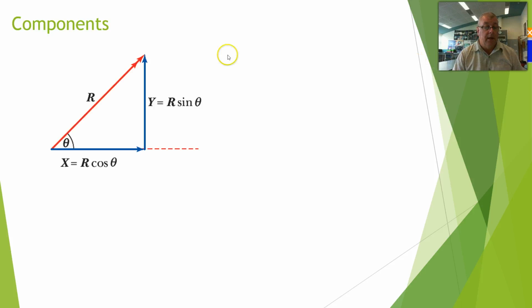And so there's a little bit of maths. If we know the angle, this angle here, and we know R, we can work it out mathematically that the y component is R sine theta and the x component is R cos theta.